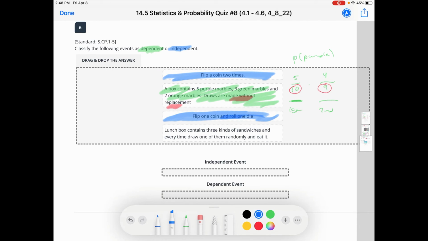A lunchbox contains 3 kinds of sandwiches, and every time you draw one of them randomly, you eat it. So that's kind of like without replacement. Because then if you're asking, what's the probability of getting a second sandwich? Maybe it's a certain meat you want, like turkey, and you already ate one, that's changed, right? There's 3 sandwiches the first time, and then only 2 sandwiches the second time.